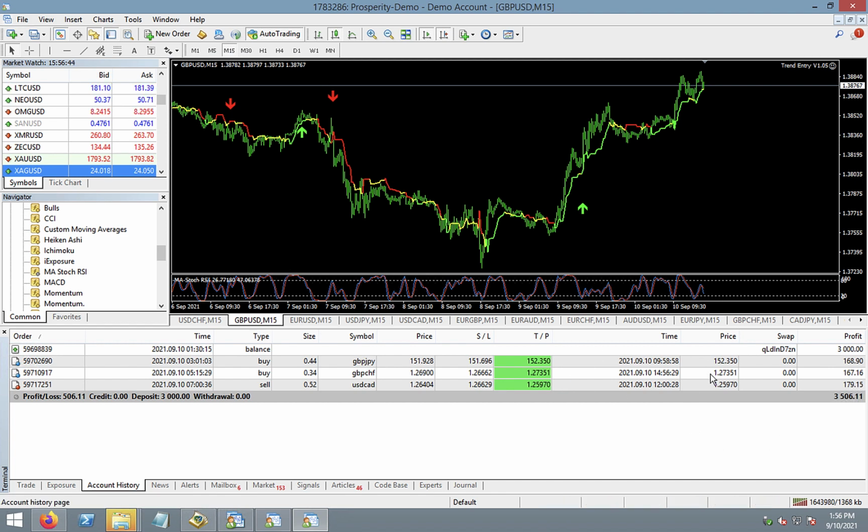I did the 1-to-2. It won every trade, and the good thing about this is that, okay, that means a 1 and 2. I won 3 trades. This is a 168, 167, 179. If I lose 3 times, I'm only gonna lose half of that. Because remember, I'm doing the 1 to 2.